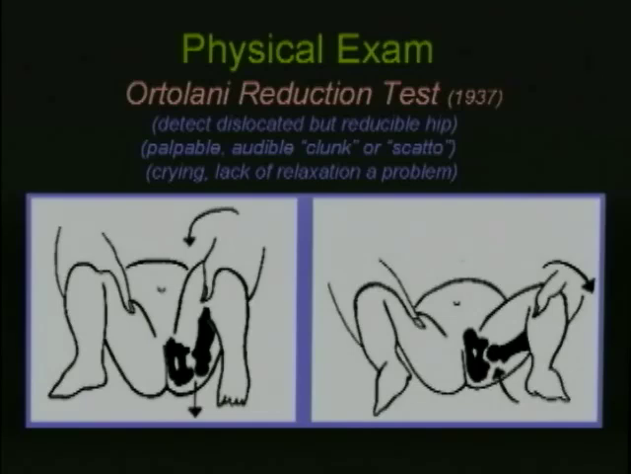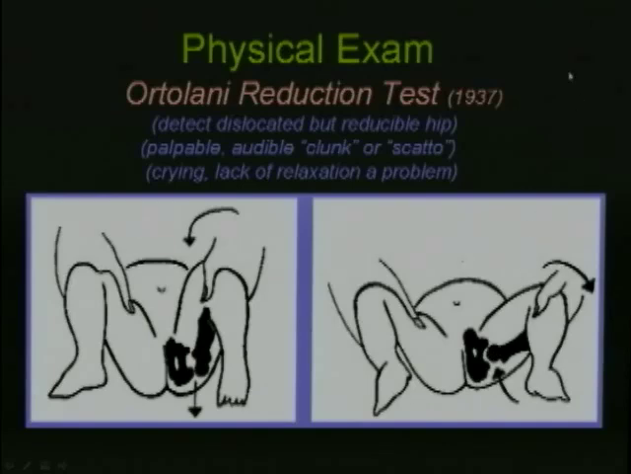This was actually determined in 1937 by Dr. Ortolani, who determined that by taking the hip and abducting it and externally rotating it, a hip that was unstable would create a clunk as it's passing over the bony acetabulum into the region of the center of the acetabulum as it is being reduced.